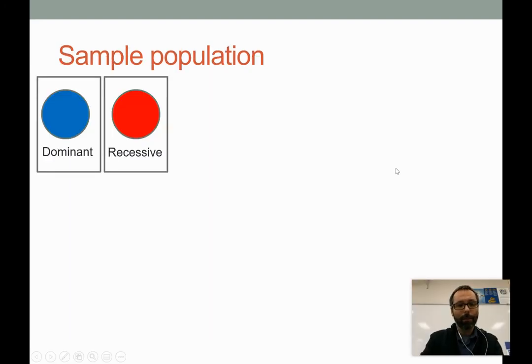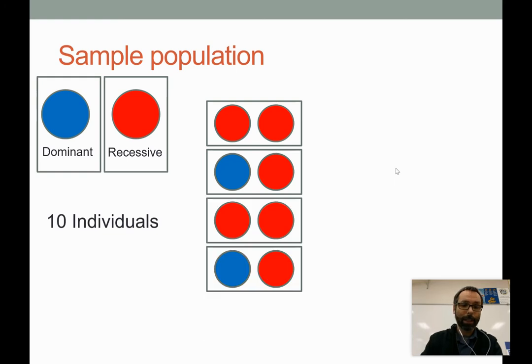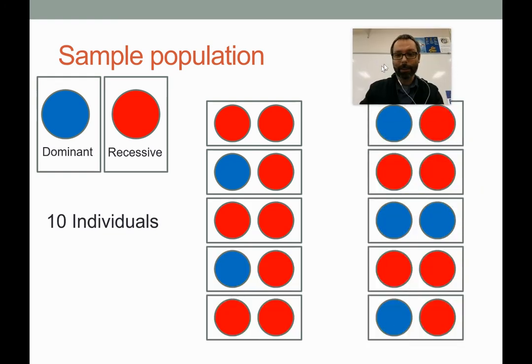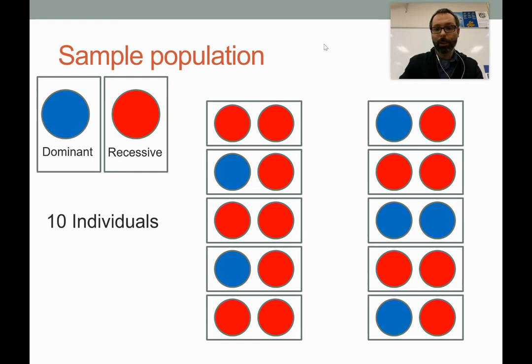So first, we have our dominant and recessive allele. I'm going to go with blue is dominant, red is recessive. And here I'm going to randomly create, obviously they're not random now because I planned it, but when I made this, it was random, 10 individuals. Some of them are homozygous dominant, some are homozygous recessive, and some are heterozygous.